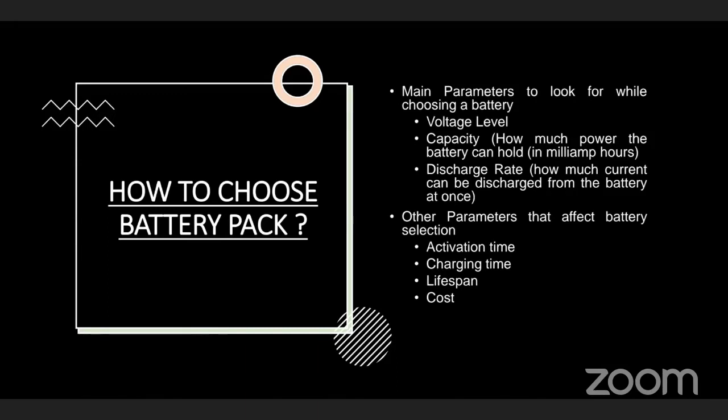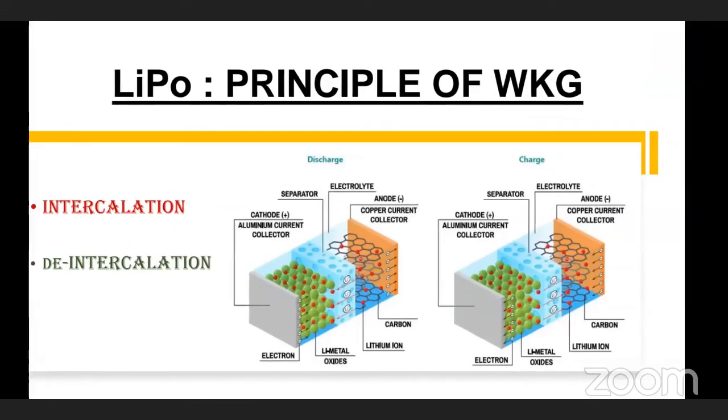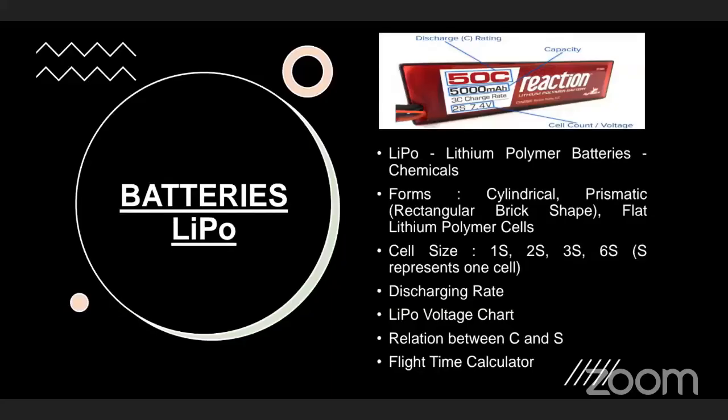Then the next parameter, which is very important, is the discharge rate. It is always given in the form of C. When we say 50C, it means 50 multiplied by the capacity. C here gives us the capacity. So if you see the slide here, 5,000 milliampere is the capacity and the discharge rating is 50C. So if you multiply 50 into 5, it means 250 ampere is the maximum current that can be drawn from this particular LiPo battery.